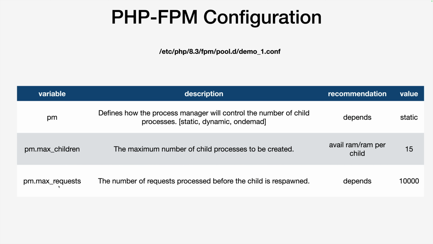The third variable is max_requests. That's the number of requests that can happen on a certain child process before it gets respawned.